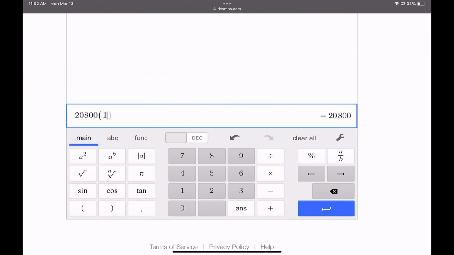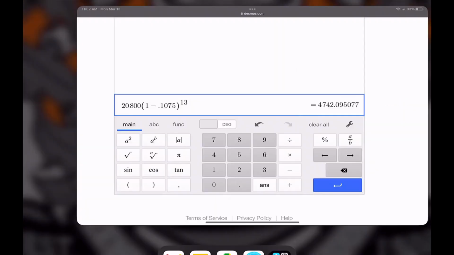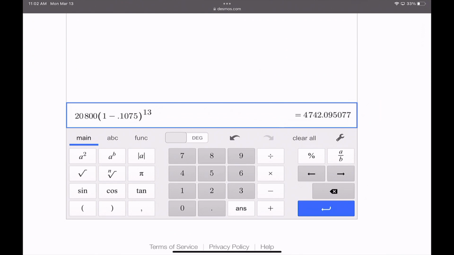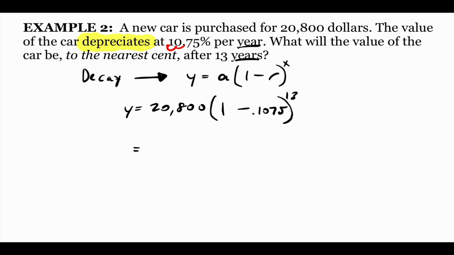$20,800 times 1 minus 0.1075 to the 13th power. 13 years, yeah. Okay. $4,742 and some decimals. Okay. So what number do we stop at? Well, they'll always tell you. So this one, the nearest cent. This one, we need to round to the nearest cent.